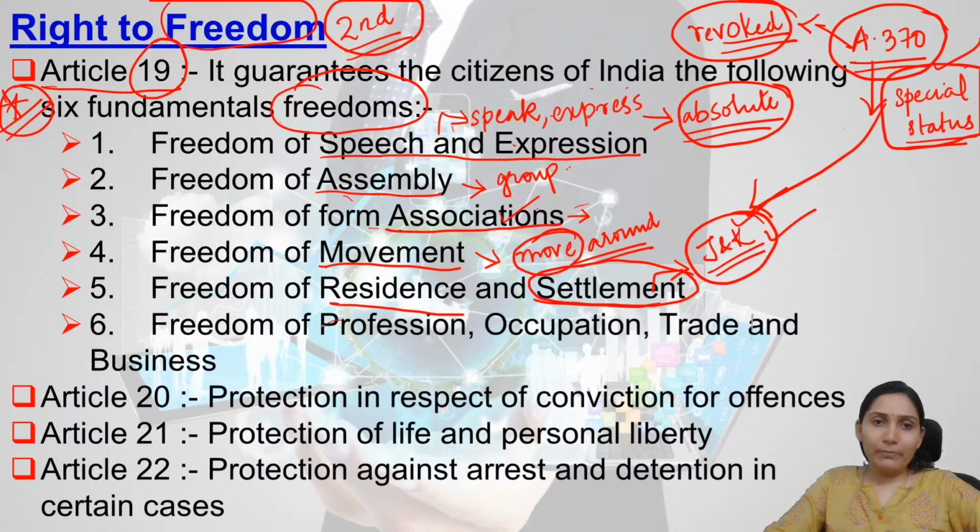Next is freedom of profession, occupation, trade and business. So you have the freedom to do any job that you want. You can take up any occupation you want. You can do any business and trade. So these are the 6 fundamental freedoms guaranteed to every citizen of India. Okay.